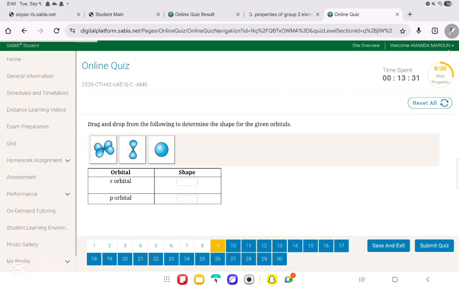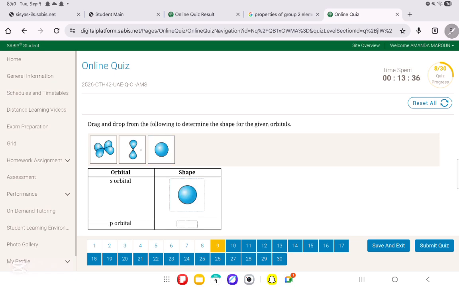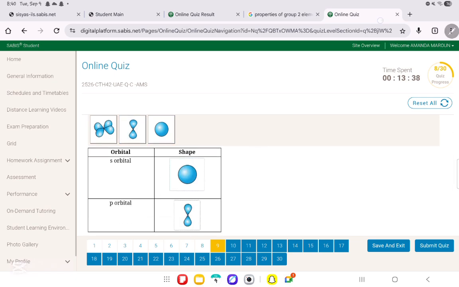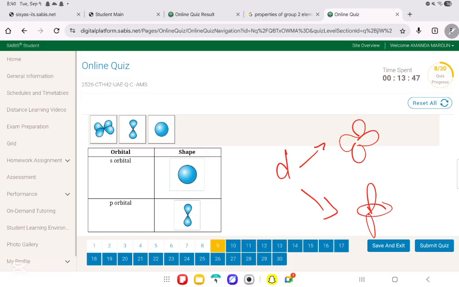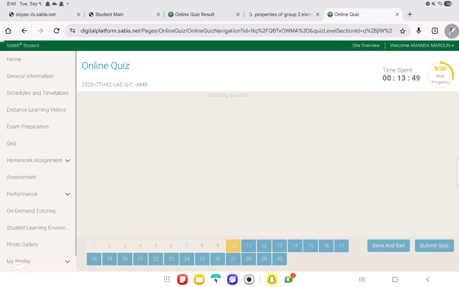Let's move on to question number 9. So here you should know that the s orbital looks like a sphere, the p orbital is a dumbbell, and then the d orbital has 2 shapes, either the clover shape, or the 2 dumbbells, excuse me, with the donut in the middle. Now we'll move on to question number 10.